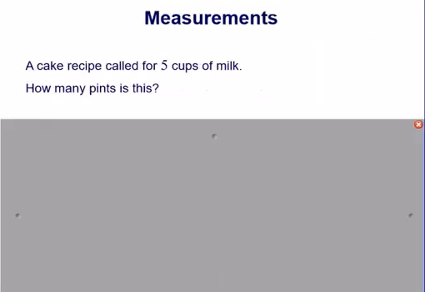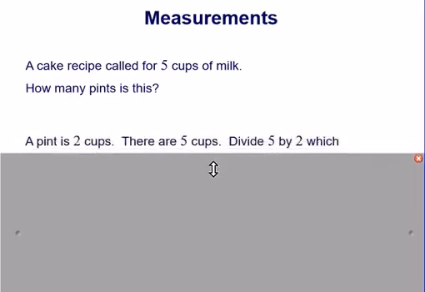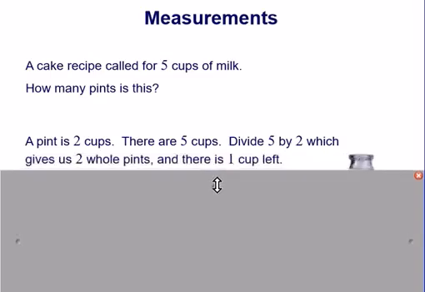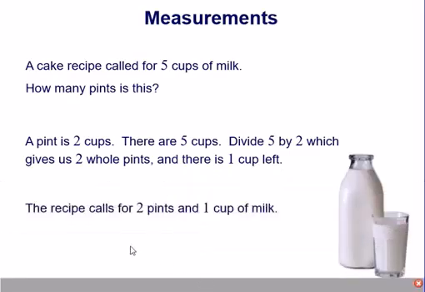We also have a cake recipe here as an example. The cake recipe calls for 5 cups of milk. So how many pints is this? Well, a pint is 2 cups, and there are 5 cups. So we're going to divide 5 by 2. This is an example of a division problem now. And 5 divided by 2 gives us 2 whole pints, and there's going to be 1 cup left over. So, to put it plainly, the recipe calls for 2 pints and 1 cup of milk.